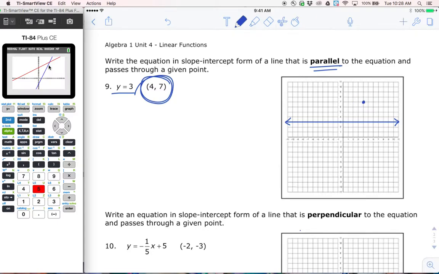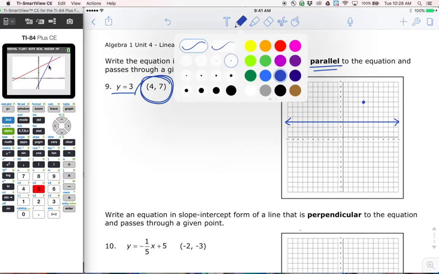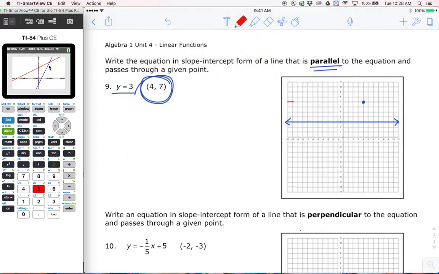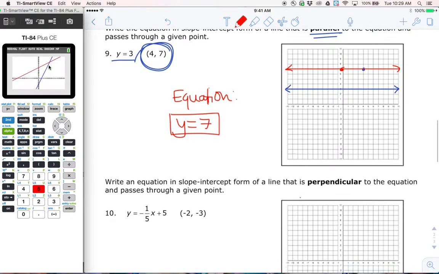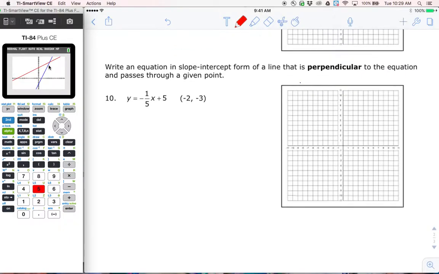And so I guess that's going to be right here, in a different color. All right, so this is my line. Now we have to write an equation for this. So what's the equation of that red line? Well, it's horizontal, so we know it's y equals, and it crosses at 7, so that's your equation, just y equals 7.